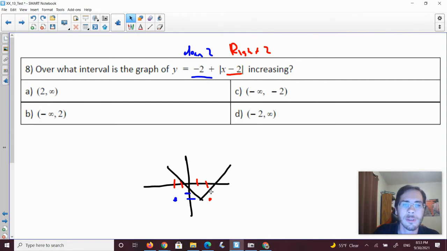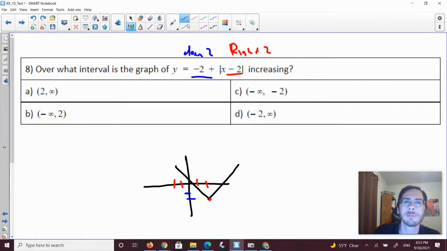There we go. Come on, V. There we go. All right. There we go. Always good to double check. All right. So we moved to the right 2, not to the left 2. That makes more sense. Okay, so we got to find out where we're increasing.